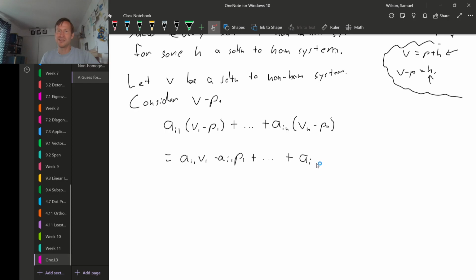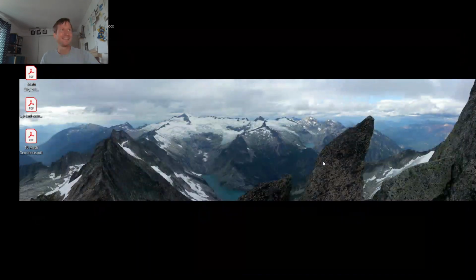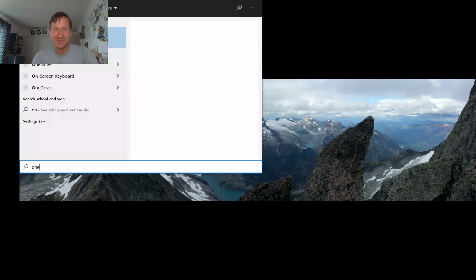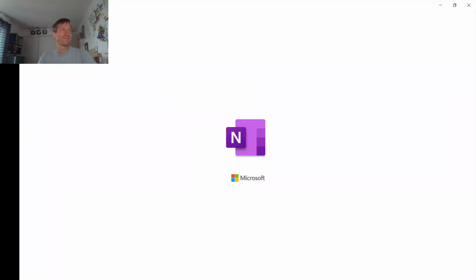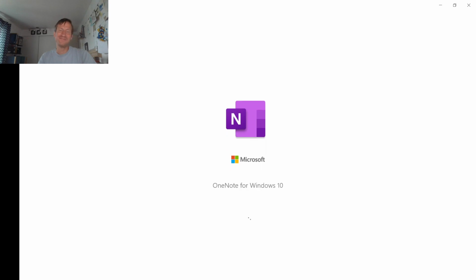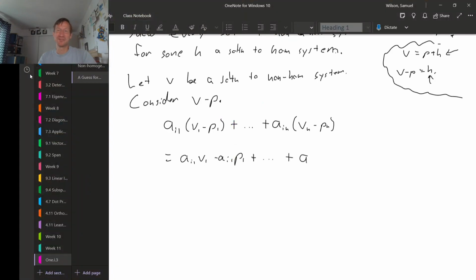Oh, my computer's thinking about something. This is not a good time, computer. Uh-oh. OneNote just crashed. Great. It's probably not a good sign. Stand by. Okay, good. We didn't lose anything.